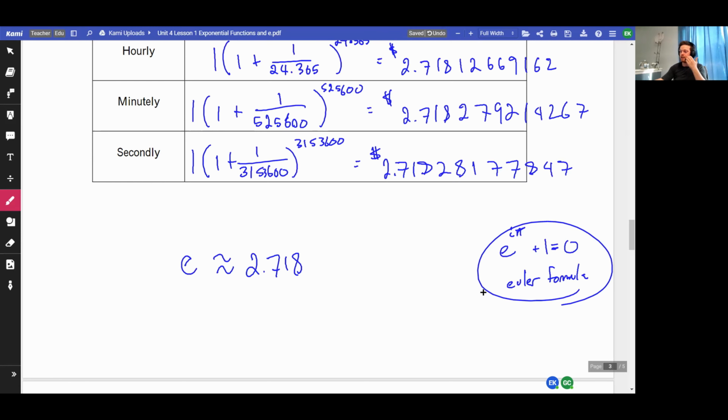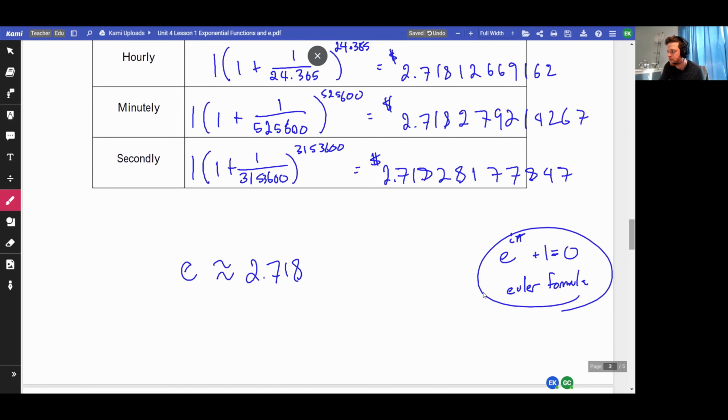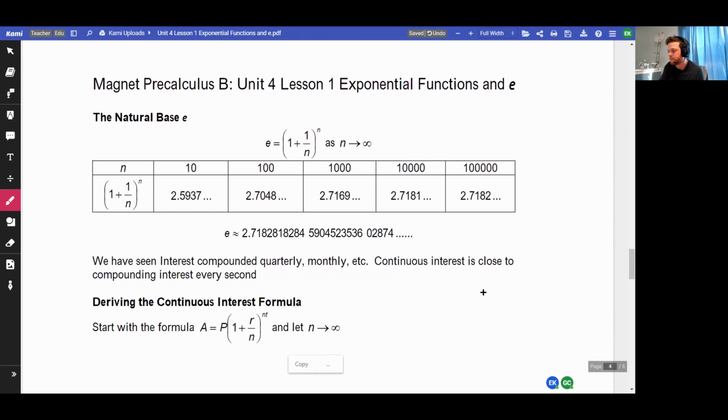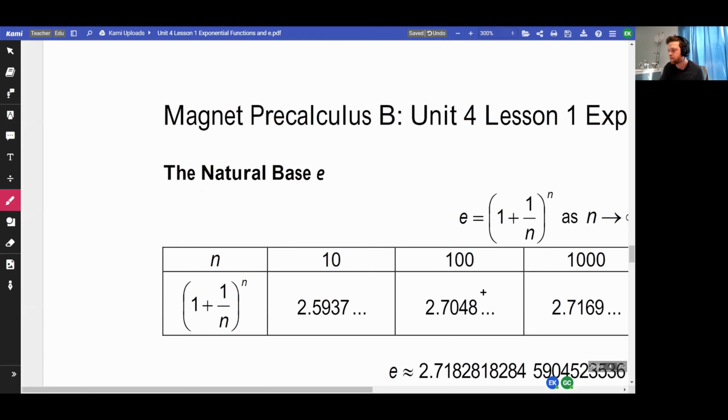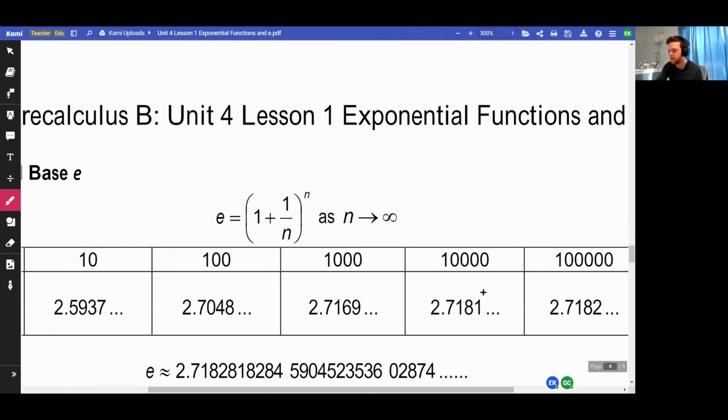This is the number e. Well, this is not the number e. This is approximately the number e. The number e is defined as this right here. Let me zoom in. The number e is 1 plus 1 over n, to the n. That's what we've been dealing with: 1 times 1 plus 1 divided by that number that we're dividing 100% up into, raised to the amount of times you're getting it.